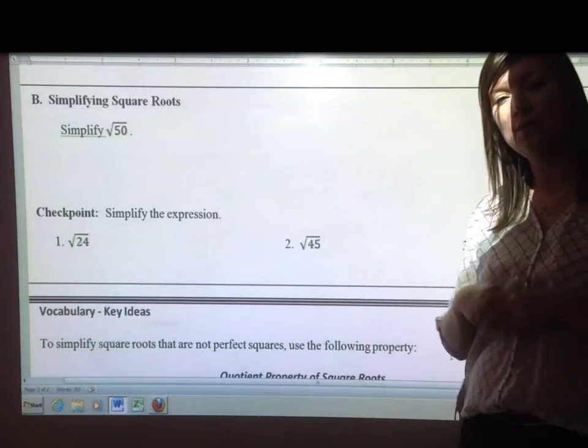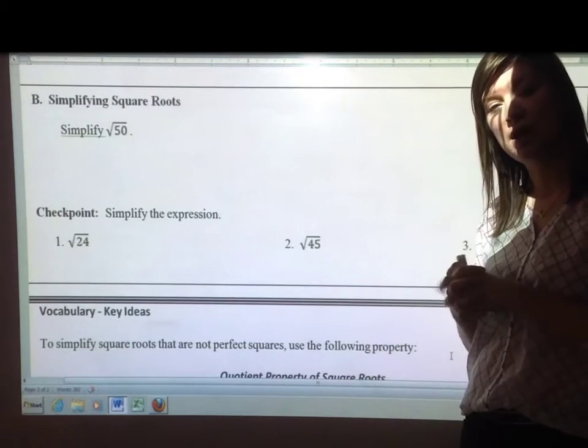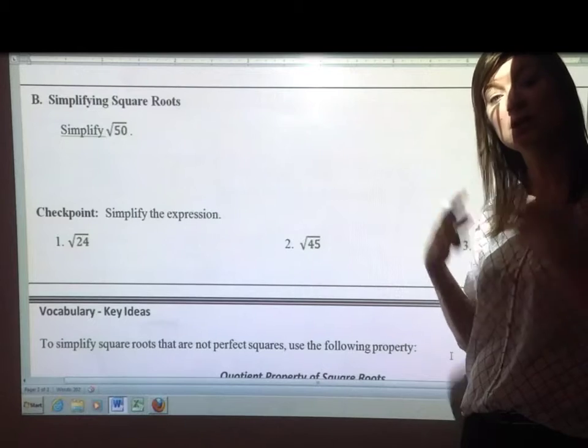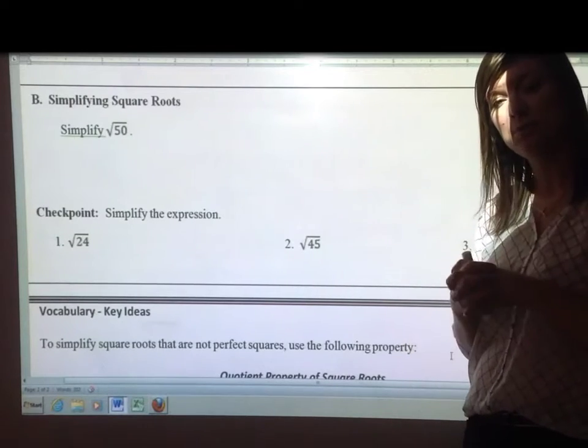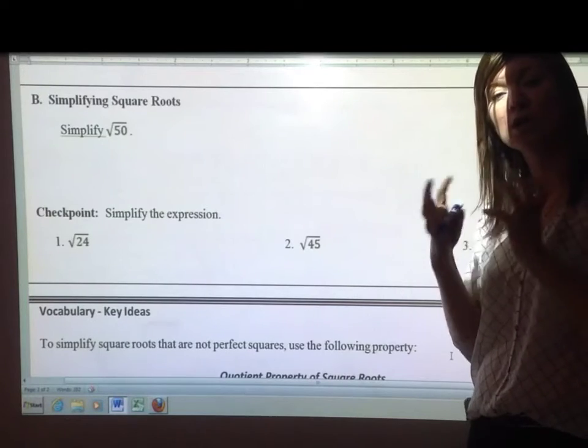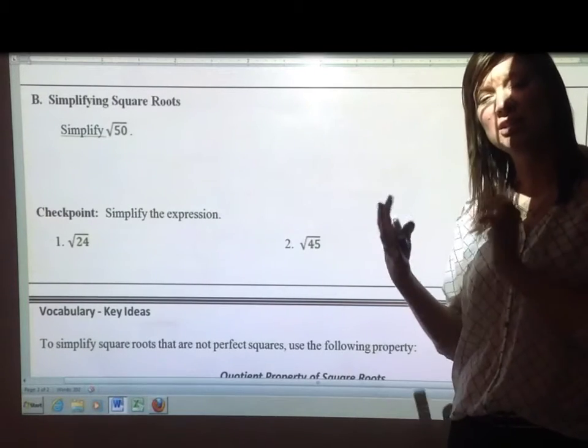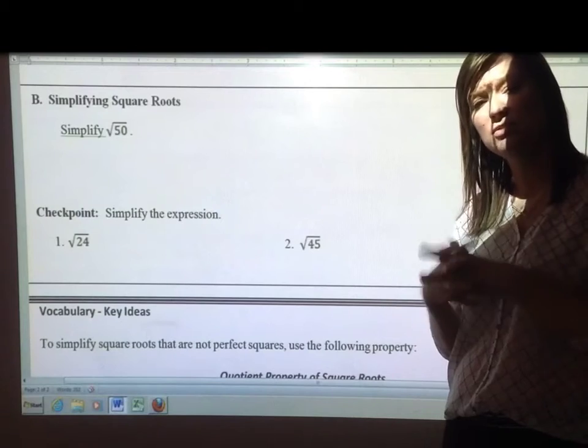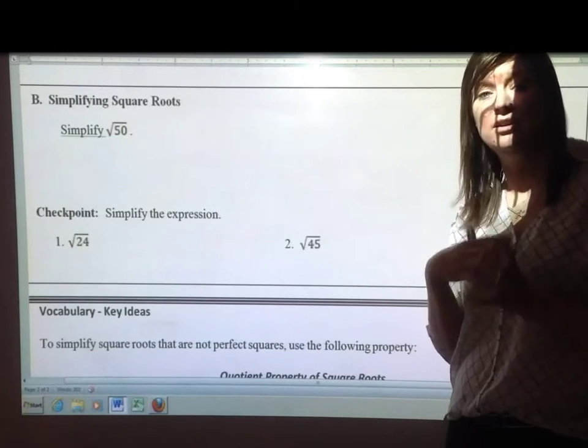So again, if you want to go back to the last video, I read what the product property of square roots was about, but we're going to use those steps in the product property of square roots to simplify the radical of 50 into lowest radical form. Almost like a fraction in lowest terms, we're going to change the radical of 50 into its lowest radical form.